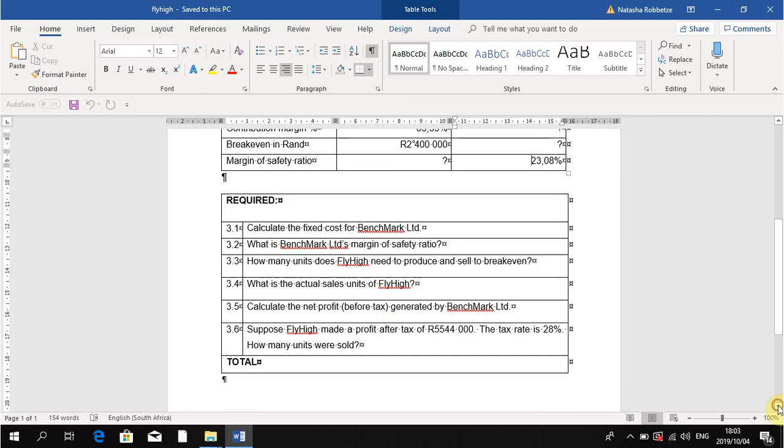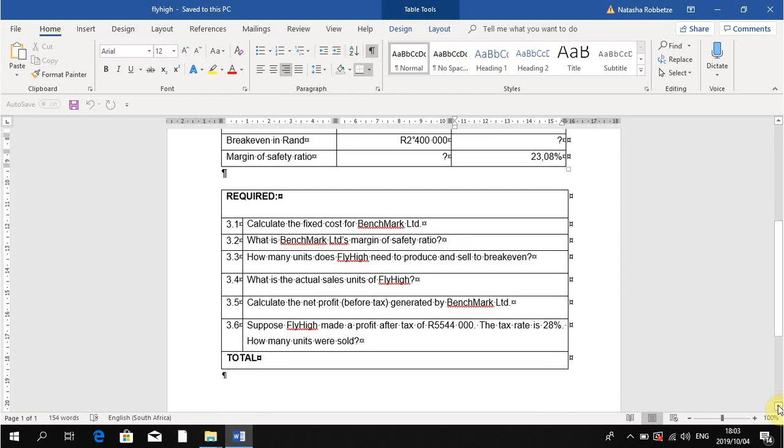Then in the required part in 3.1, they ask you to calculate the fixed cost of Benchmark. Then in 3.2, they ask you what is Benchmark's margin of safety. In 3.3, they ask you to calculate how many units FlyHigh should produce and sell to break even. In 3.4, you need to calculate the actual units, sales units. In 3.5, you need to calculate the net profit before tax that was generated by Benchmark. And in 3.6, they ask you, suppose that there's an after-tax profit of 5544,000 and the tax rate is 28%. How many units were sold?